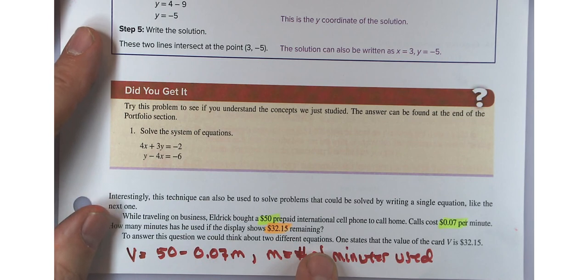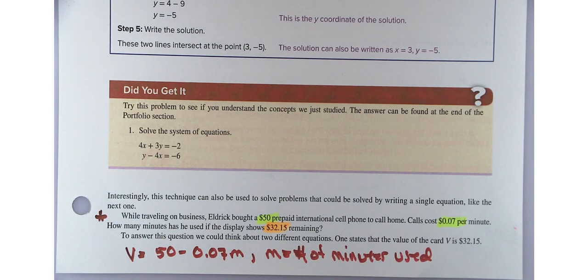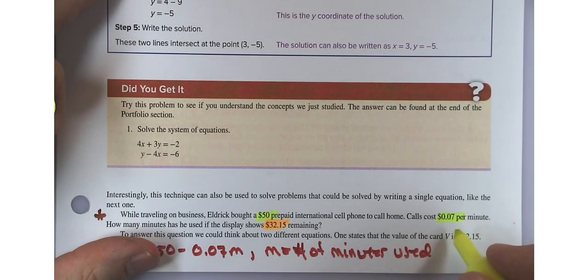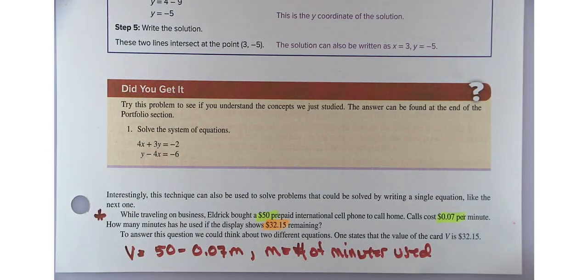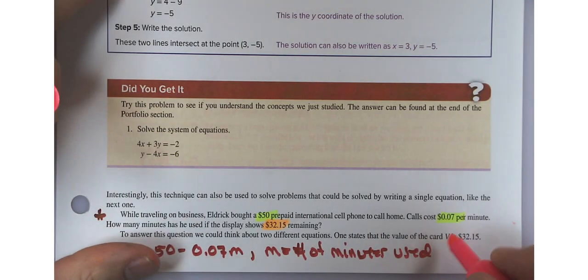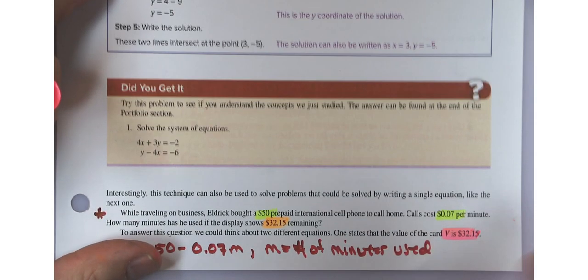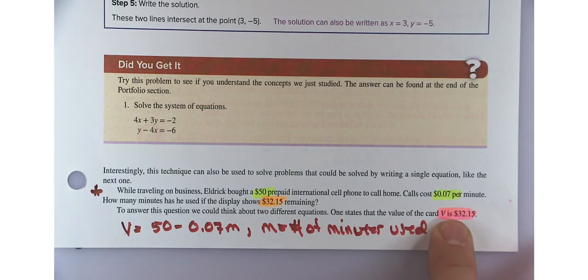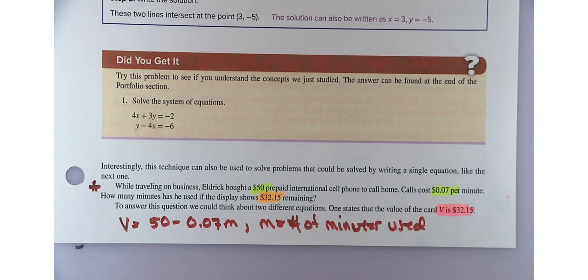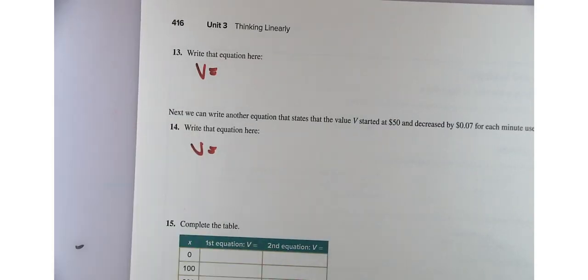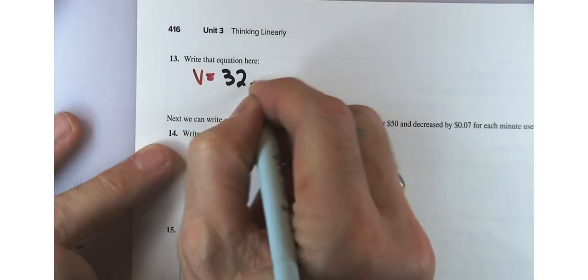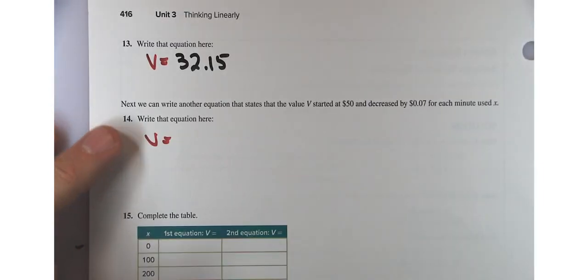We're going to have to write two different equations. One of them states that the value on our phone card is $32.15. All right, that's a pretty simple one. What does the word is translate to mathematically? What symbol can I use for the word is? Equals. So the first one is pretty easy. V equals 32.15. So that's one expression here.